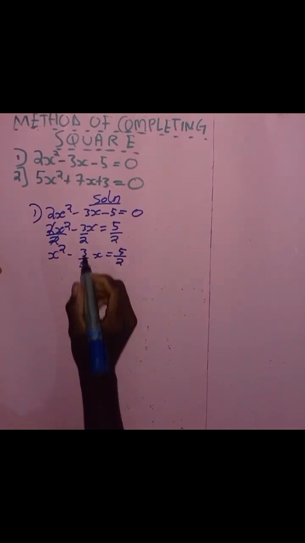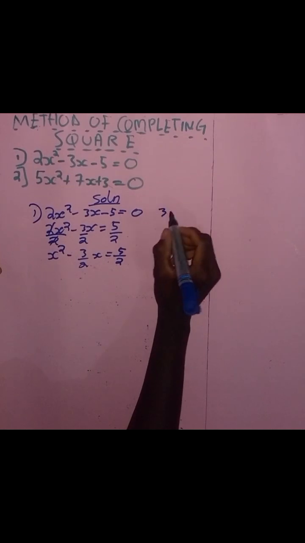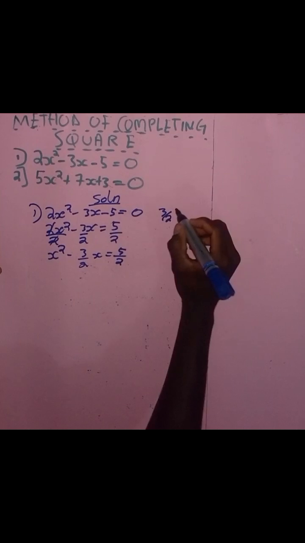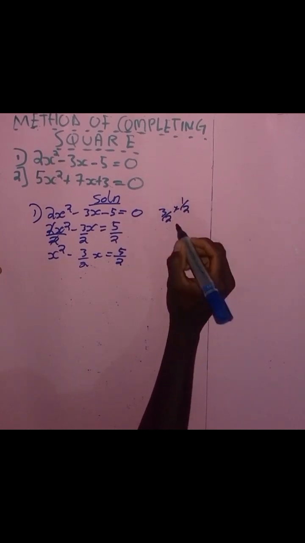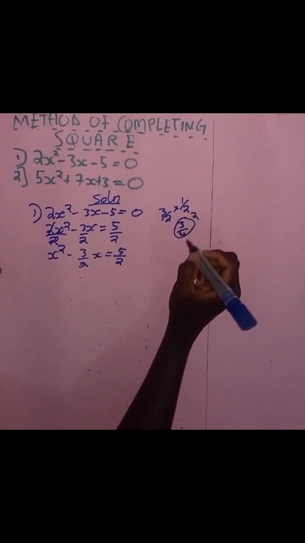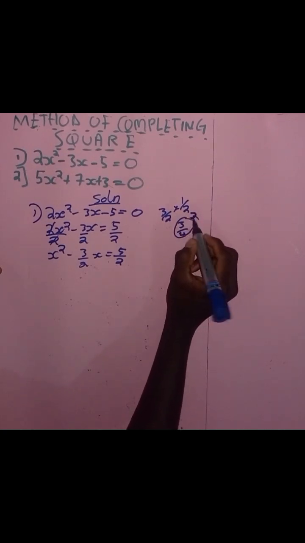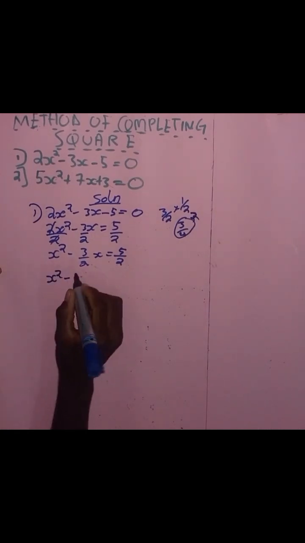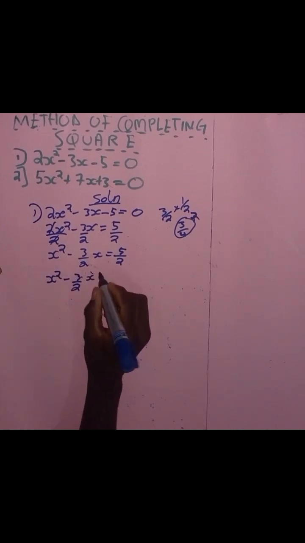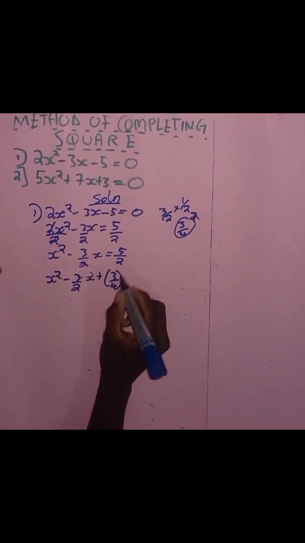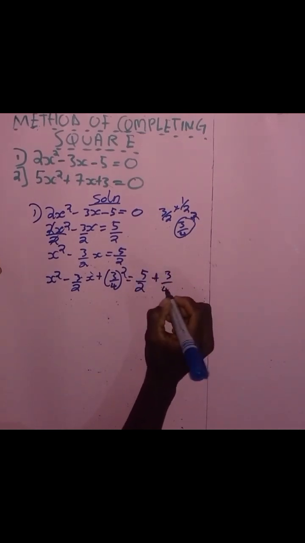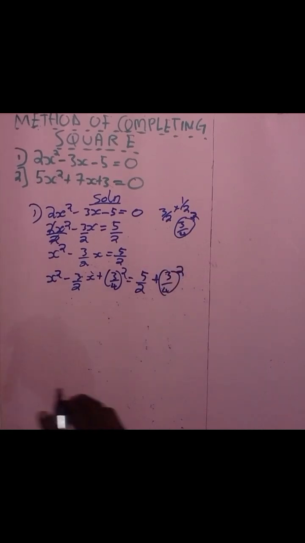Okay, and we have to add the square of half of 3 over 2. Half of 3 over 2 is, we should times it by 1 over 2. 3 times 1 will give 3, 2 times 2 is 4. So therefore, this is a half. Because we are dealing with completing the square, we have to add the square here. We're going to say x squared minus 3 over 2 x plus 3 over 4 squared is equal to 5 over 2 plus the 3 over 4 whole squared.